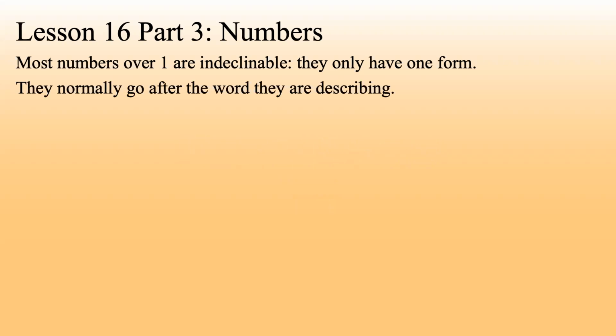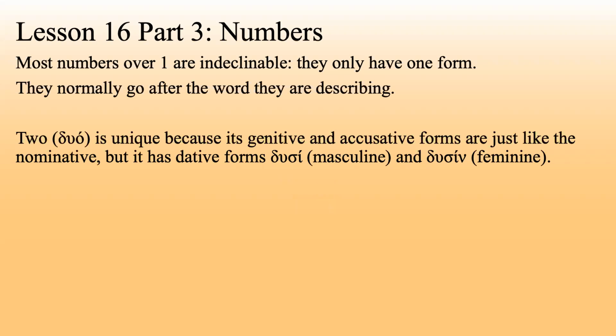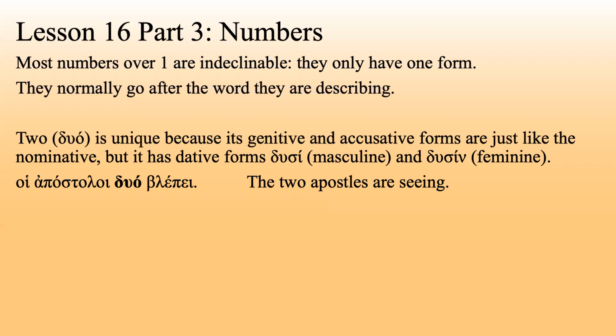Numbers normally go after the word they are describing. 2, dua, is unique because its genitive and accusative forms are just like the nominative, but it has dative forms: dusi, which is masculine, and dusin, which is feminine. So, hoi apostoloi dua blepousin. The two apostles are seeing.